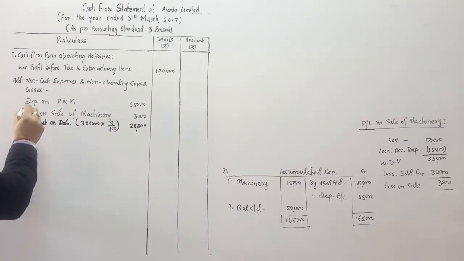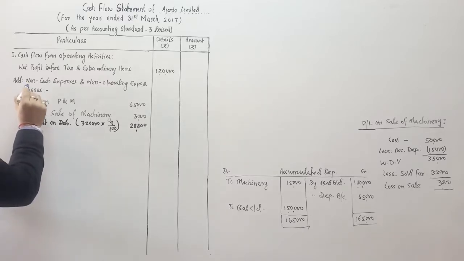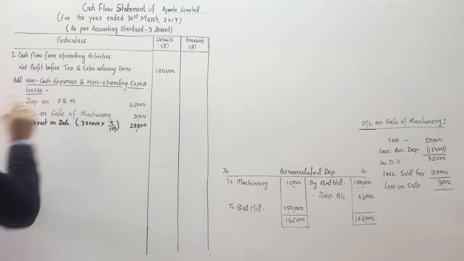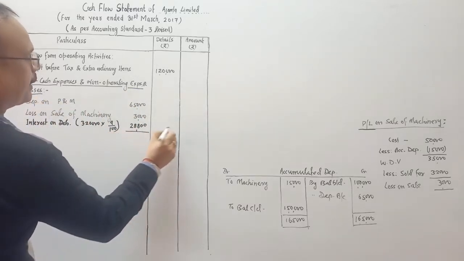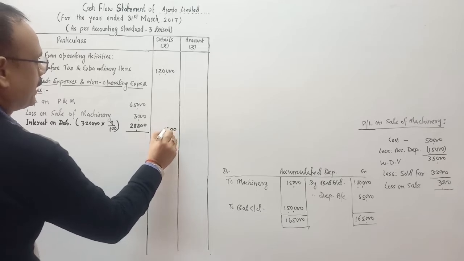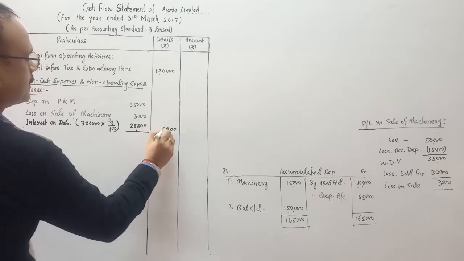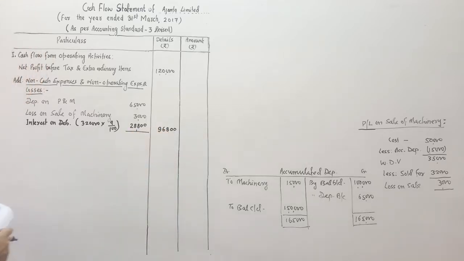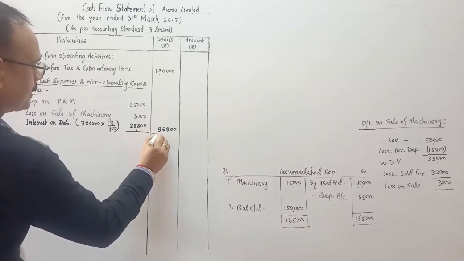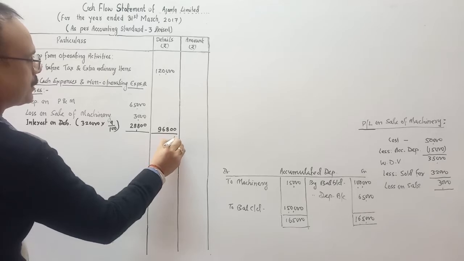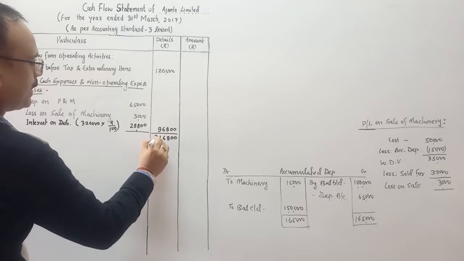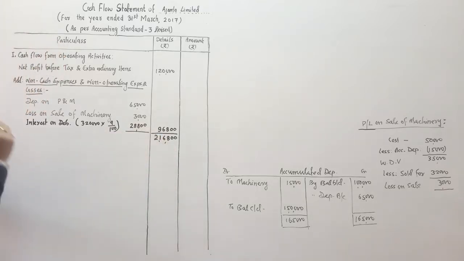So it is 28,800. So these three are coming under this heading, non-cash expenses and non-operating expenses and losses. So the total of this figure is 96,800. So we'll do the addition to the previous figure. So it is 2,16,800.